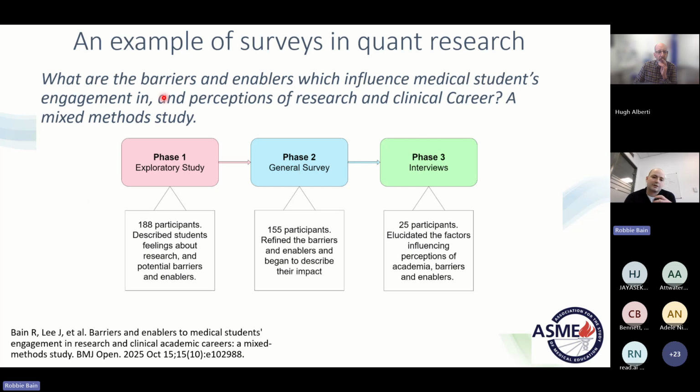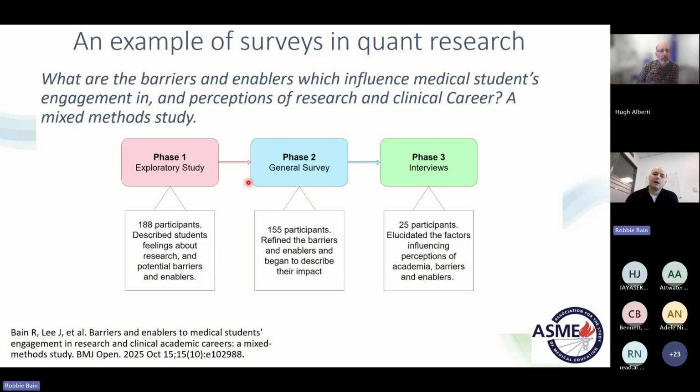And the way we structured this was we had an exploratory survey where we started off collecting data from 188 students, and we wanted to ask what they thought about research and research teaching, and then what they saw as the barriers and enablers to getting involved in research as students, for example, through intercalation, student projects, things like that. And then also what would make them want to do an academic or research career and start to think about going towards that.